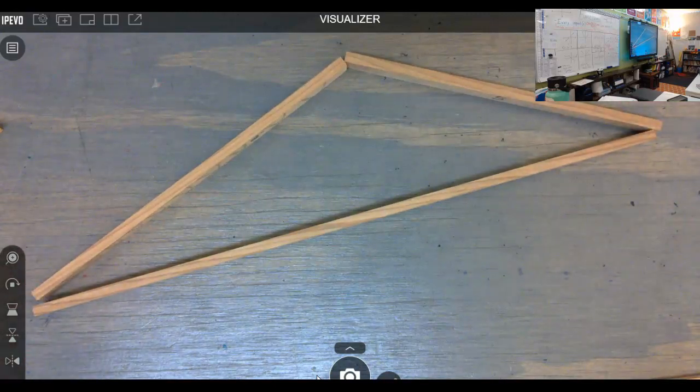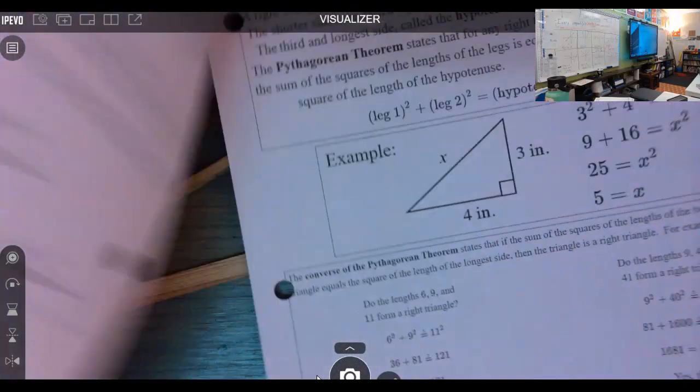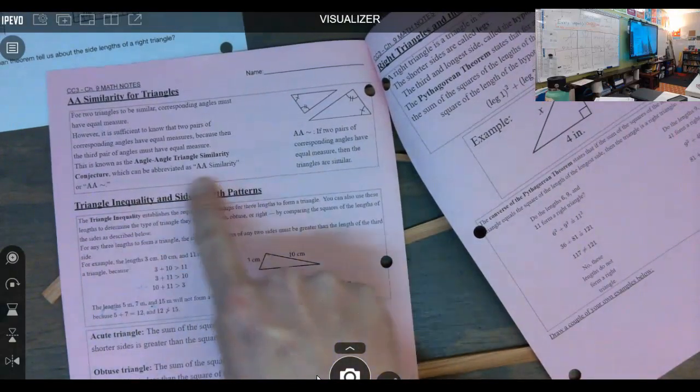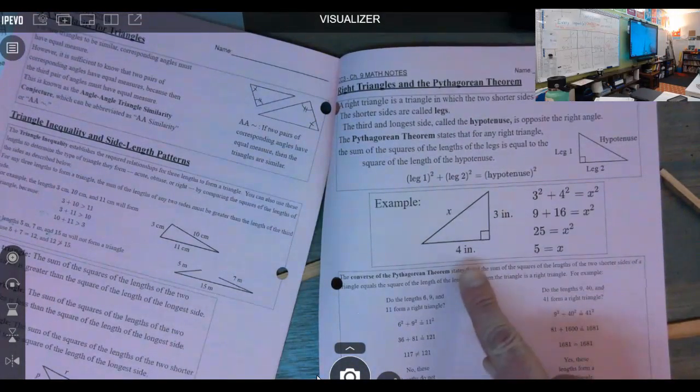So if you forget your triangle inequality theorem, guess where you could look to find it? In your math notes. It is back in the final section of pages. Here's your reminder for the triangle inequality theorem and the Pythagorean theorem. It's all right here in front of you. And our famous triangle, 3, 4, 5.